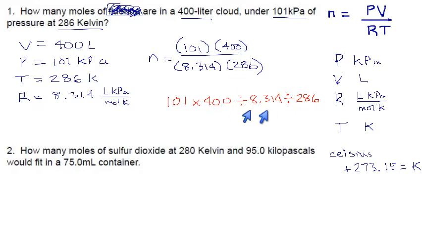This format will work. And if I do that now, 101 times 400 divided by 8.314 divided by 286, I get that the number of moles is almost exactly 17. It's 16.99, which would round to 17.0. So n for this is 17.0 moles of, okay, I guess I do care a little bit that it's fluorine, because when I get to the end and give my answer, I should say it's moles of fluorine. But it didn't affect the calculation in any way.